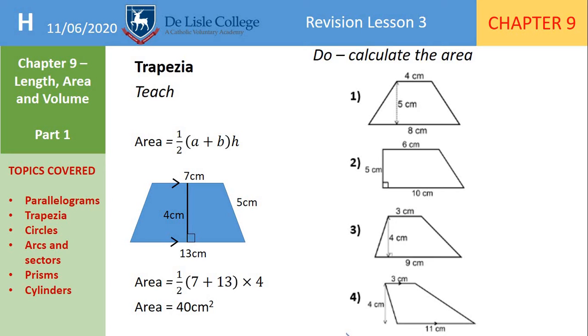Right, let's check the answers. Question 1 is 30 centimetres squared. 2 is 40 centimetres squared. 3, 24 centimetres squared. And question 4 is 28 centimetres squared.